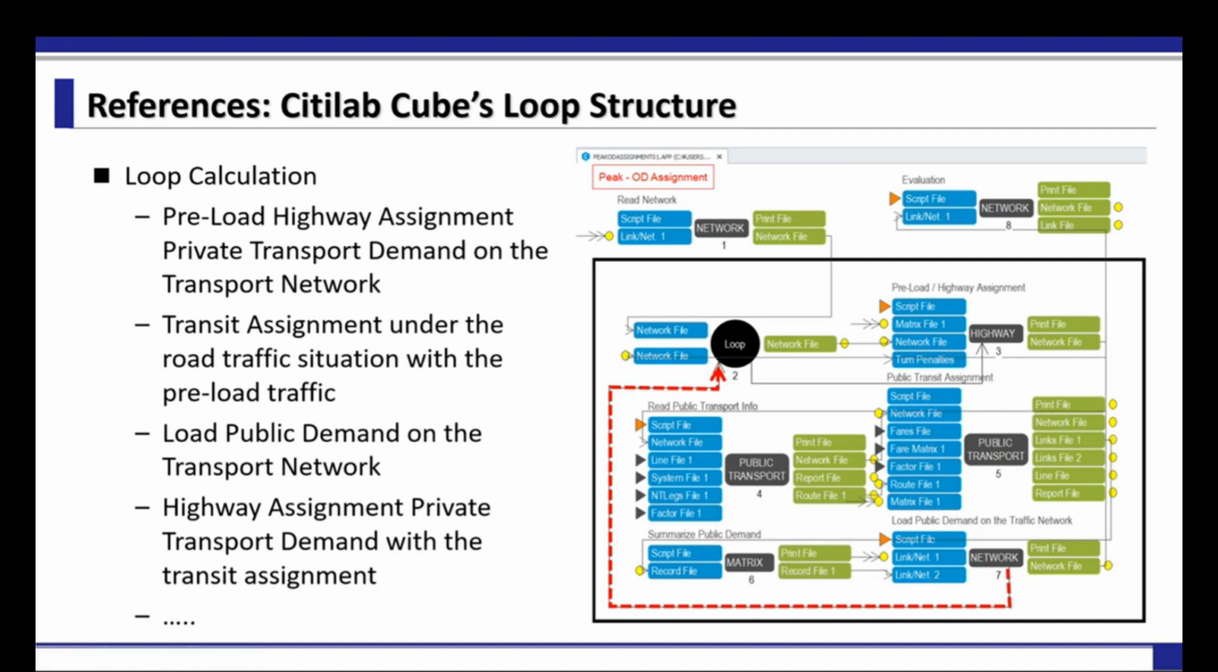the traffic volume by public transport by section is generated. Then from this result, the traffic assignment by the private vehicles is conducted. From this result, the transit assignment is conducted. From this result, the highway assignment is conducted. Such loop calculations can be conducted as a function of the demand forecasting software.